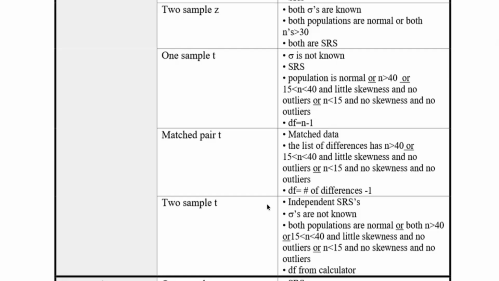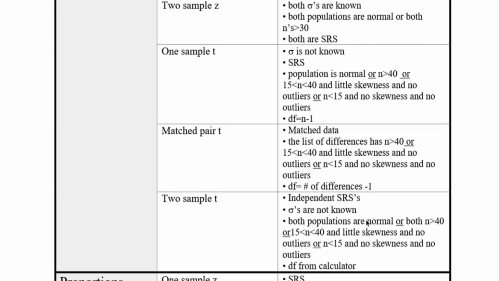2 sample t, we have to check, is this independent SRS? Data are not known. Both populations are normal, or both n greater than 40, or n between 15 and 40 with little skewness and no outliers, or n less than 15, no skewness and no outliers. Degrees of freedom from calculator.